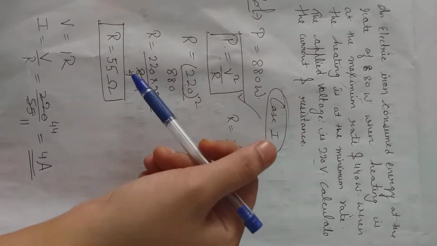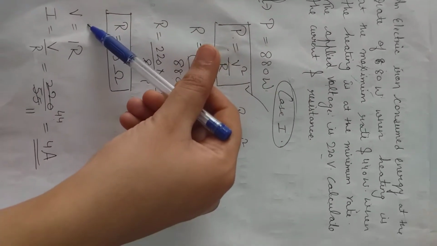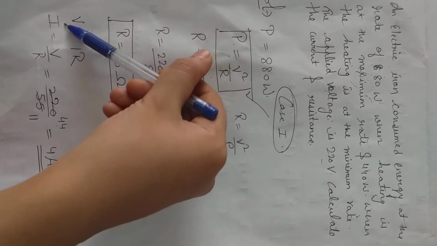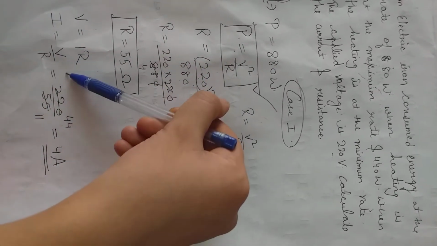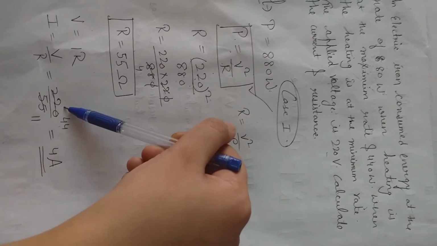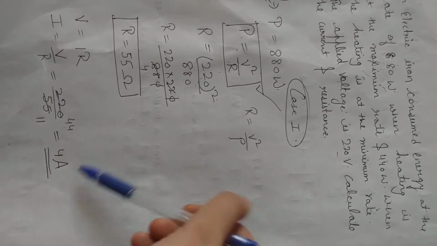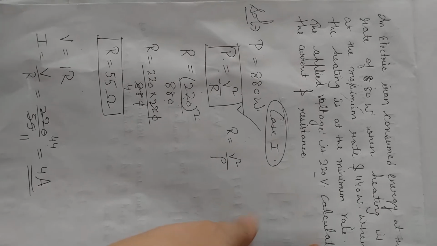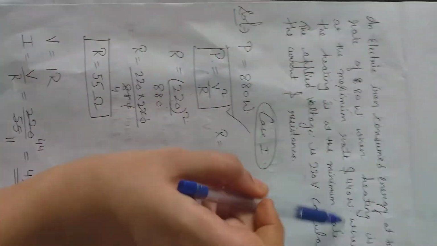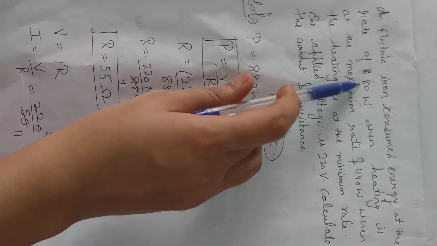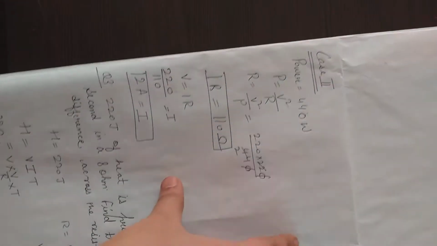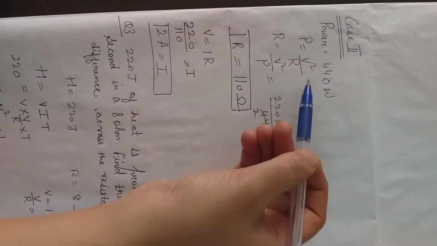Next, you have to find the value of the current. According to the formula, V is equal to IR, I is equal to V upon R. Put the value of voltage 220 volt and resistance 55 ohm, and the current will be 4 ampere. This is about case 1 when the power is 880 watt. Next, you have to move to case 2 when power is 440 watt.